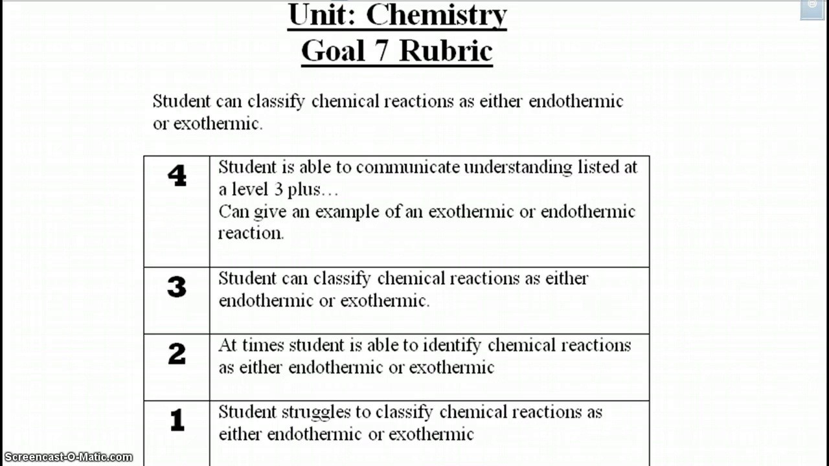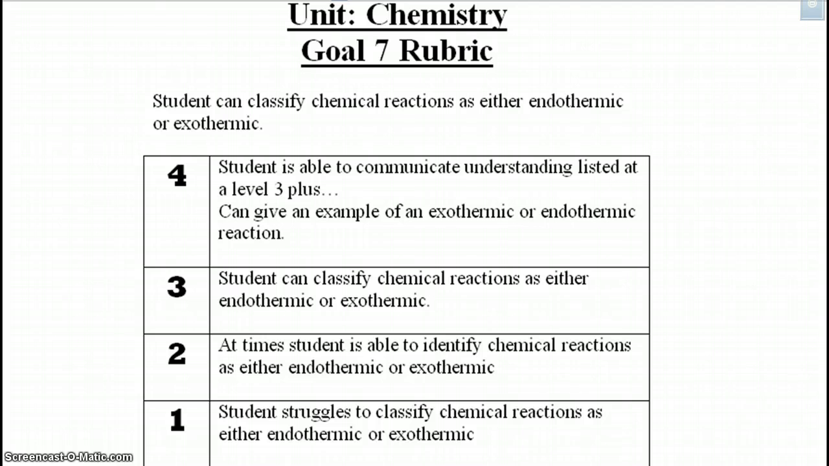So, the rubric. We are starting at a level 3. You are able to classify chemical reactions as either endothermic or exothermic. Endothermic and exothermic are, I would say, the vocabulary words for this unit. The words you must absolutely know. Level 4, not only are you able to classify reactions, but you are also able to give an example of your own of an endothermic and an exothermic reaction.